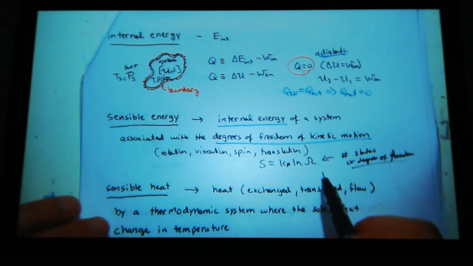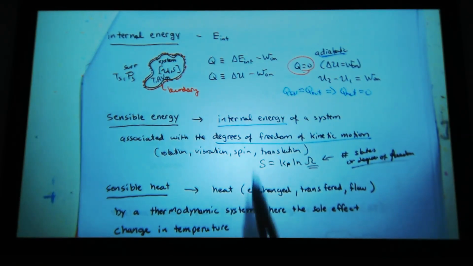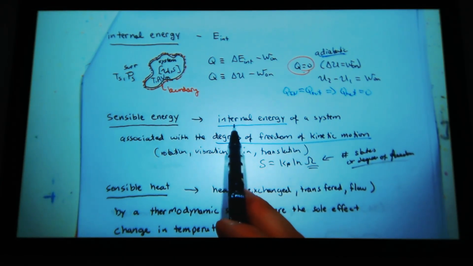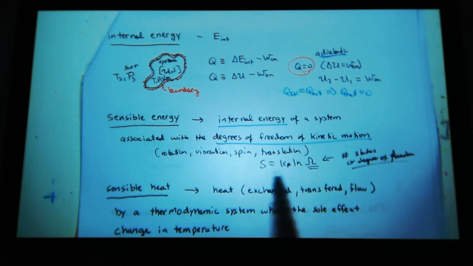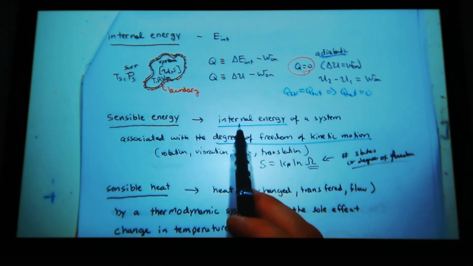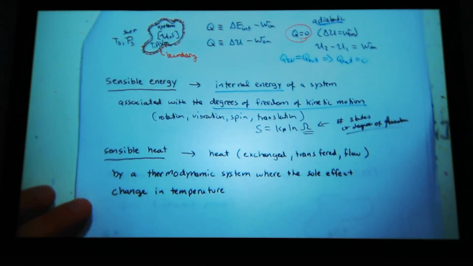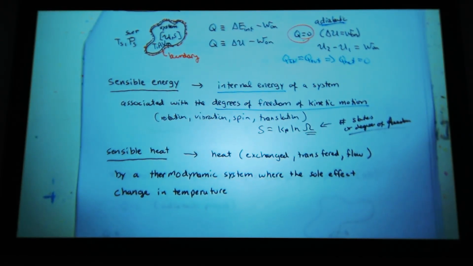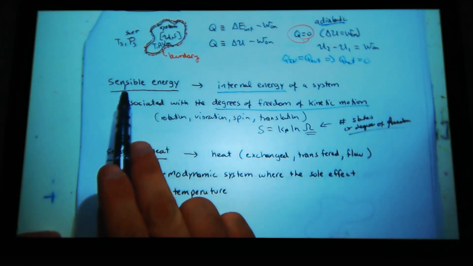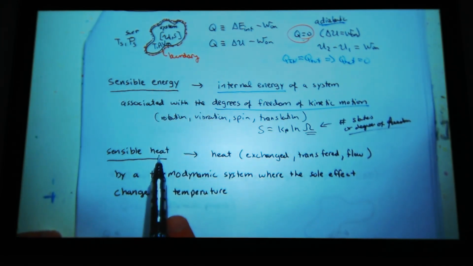So, number of states of the system, omega. And so sensible energy, we can say that the sensible part of the internal energy is coupled to the entropy. Okay, so I have sensible energy. I can also have sensible heat. So I use sensible energy, heat.